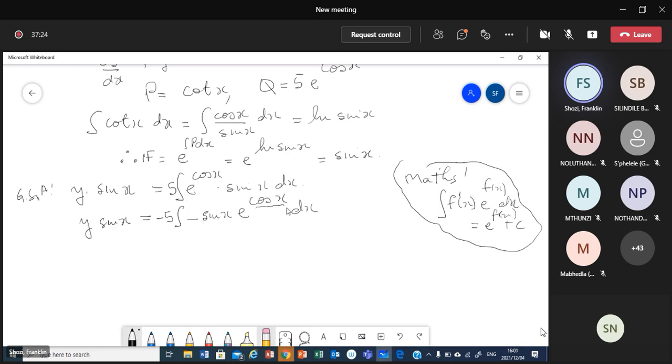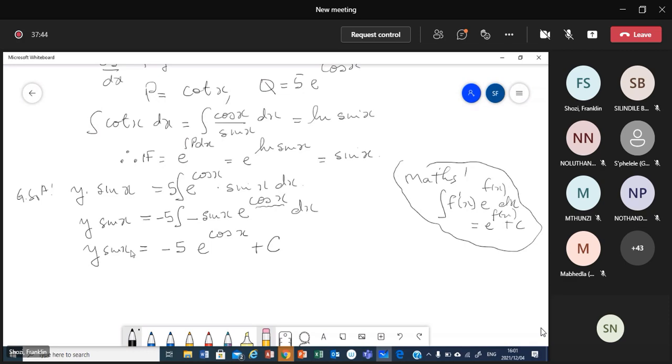Y sin x. If so, it is now correct. It is exactly that form now. And the answer is what? What is outside? Then e to the power what? To the power cos x plus what? Plus c. That gives me y sin x.